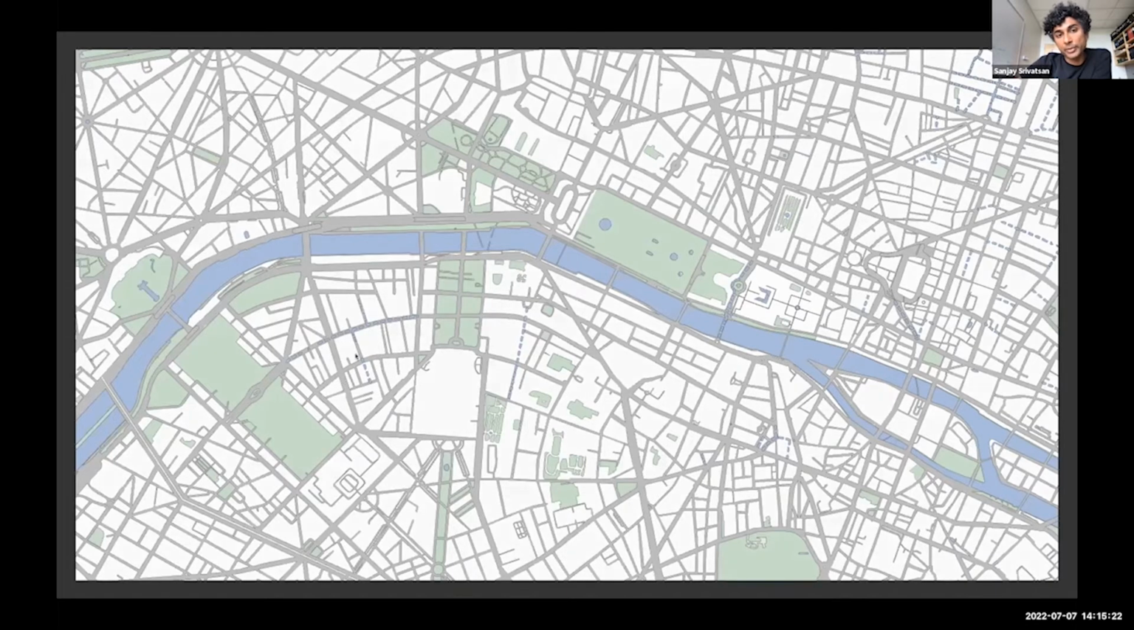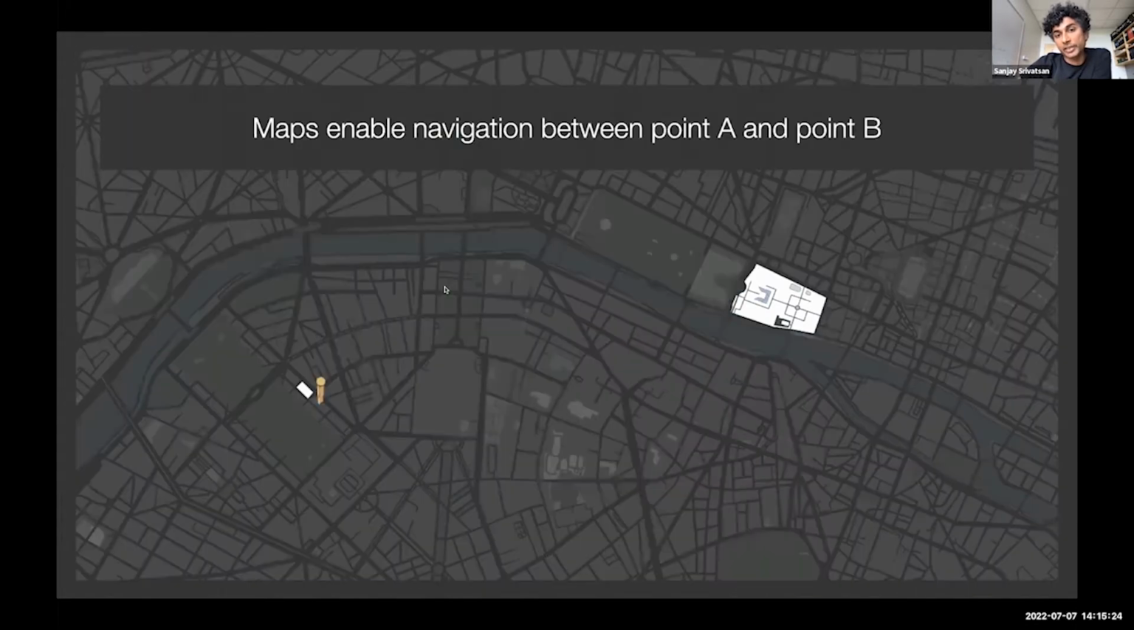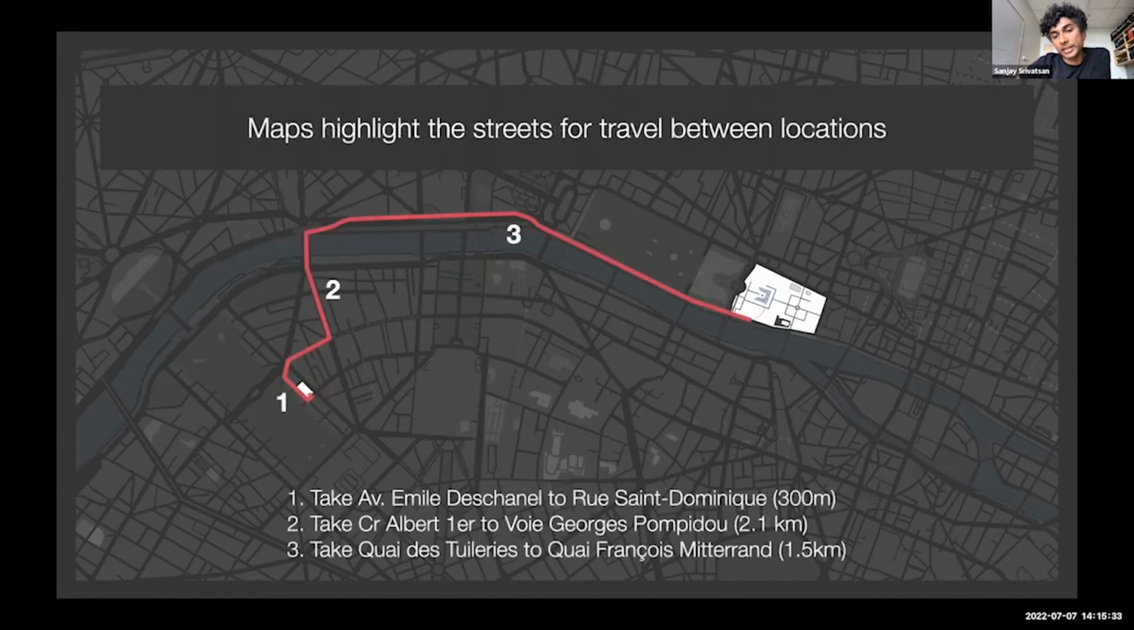And maps are pretty useful because they help us navigate between different points. So for example, let's say that I was at this restaurant near the Eiffel Tower and I wanted to get to the Louvre. I could put this information into Google Maps and I would effectively get out a set of directions: take these three turns and you'll end up at the Louvre.